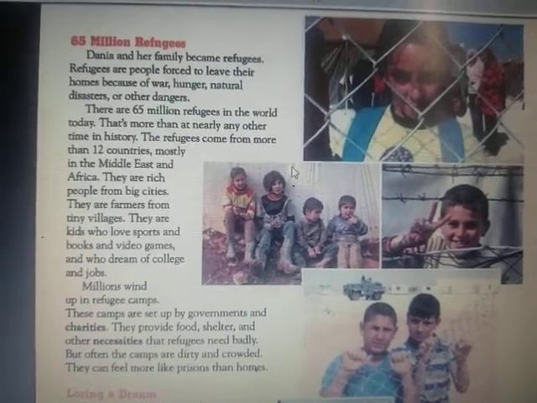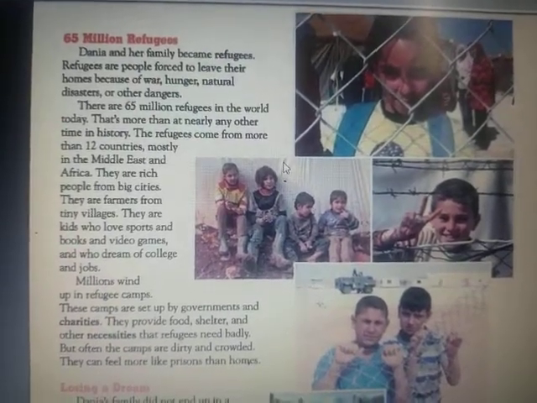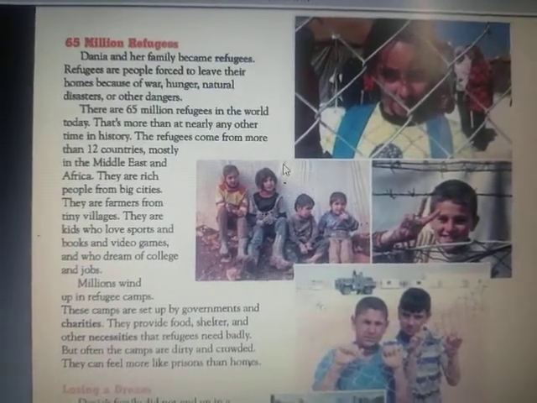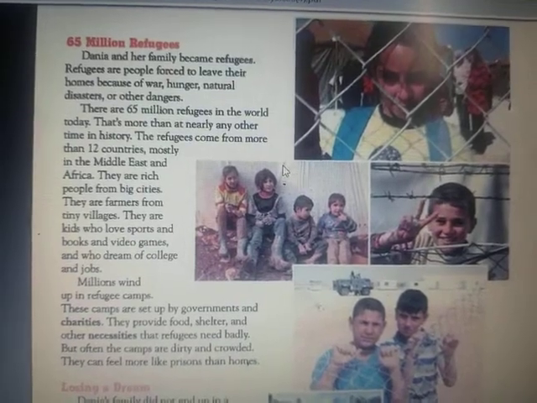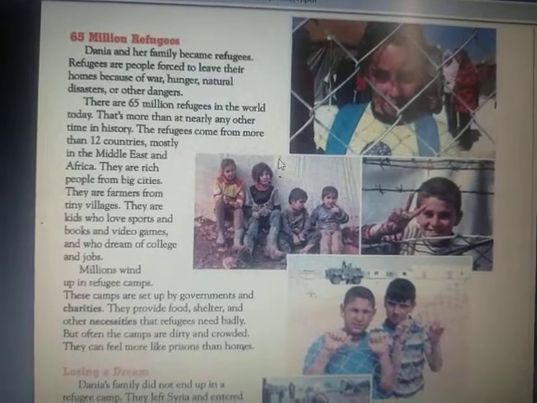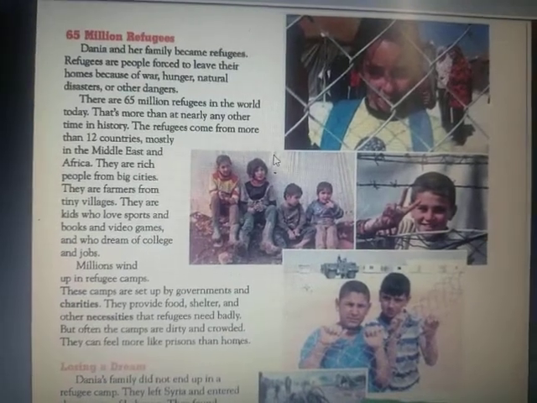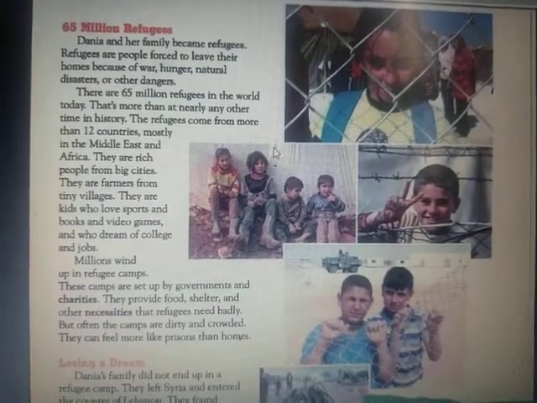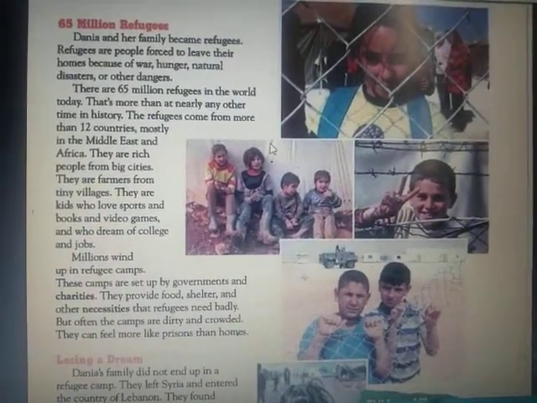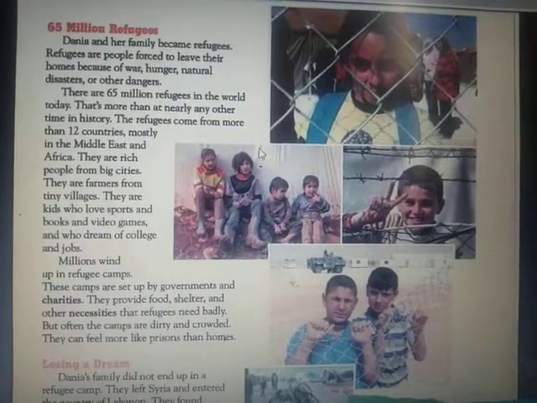65 million refugees. Diana and her family became refugees. Refugees are people forced to leave their homes because of war, hunger, natural disasters, and other dangers. There are 65 million refugees in the world today. That's more than at nearly any time in history. The refugees come from more than 12 countries, mostly in Middle East and Africa. They are rich people from big cities. They are farmers from tiny villages. They are kids who love sports and books and video games and dream of college and jobs.